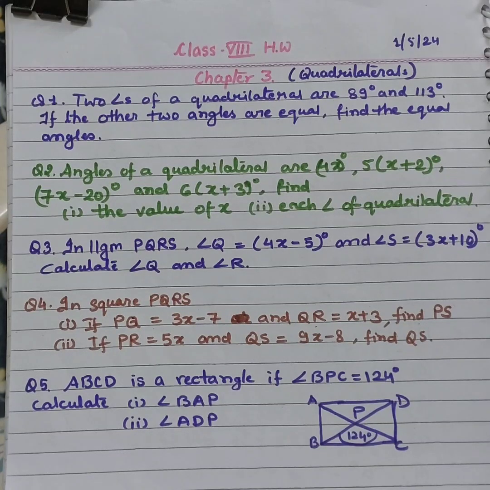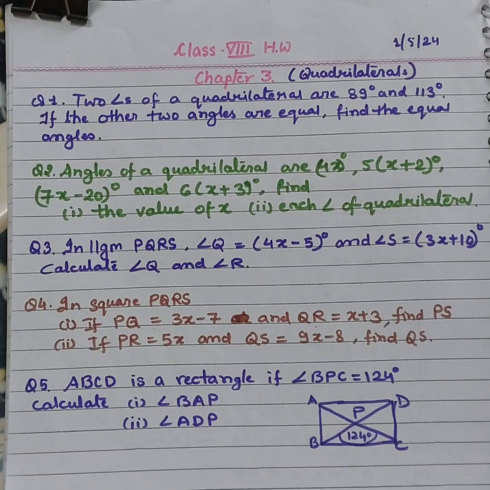Now question number 3. In parallelogram PQRS, imagine the figure first in your mind. Angle Q equals 4x minus 5 degrees and angle S equals 3x plus 10 degrees. So calculate angle Q and angle R. You can see it very easily when you draw the diagram, but don't make a mistake there. Don't make PQSR. You have to make PQRS only. Then only your answer will be correct.